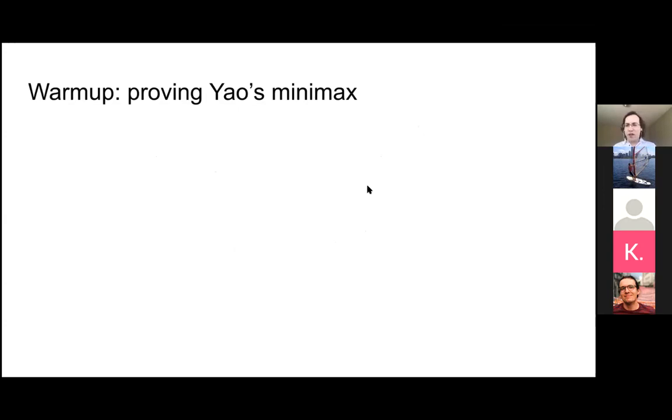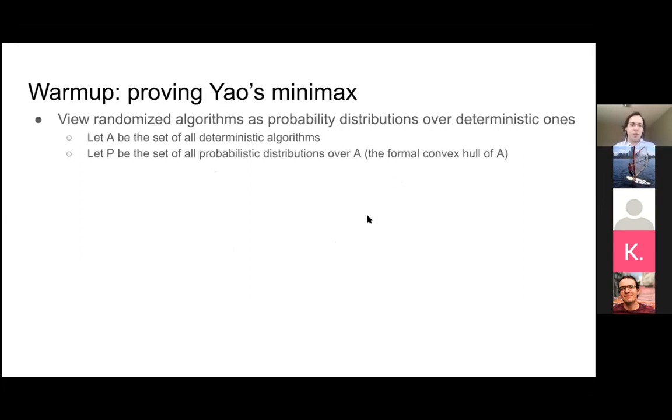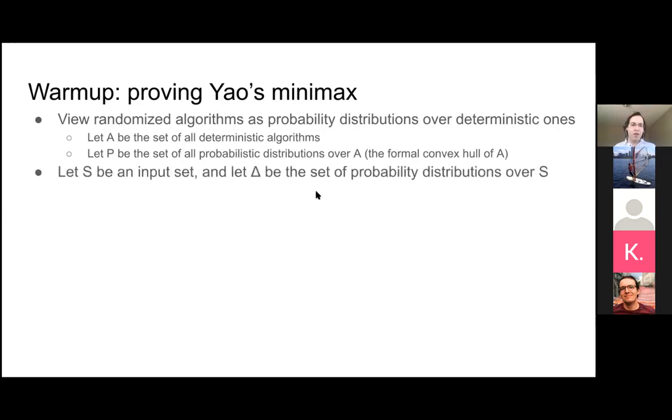So first, how do you prove Yao's minimax? Well, the way you prove it is you view randomized algorithms as probability distributions over deterministic ones. So if you denote by A the set of all deterministic algorithms, then P will be the set of all probability distributions over A, or the convex hull. And similarly, you have a set of inputs, and you use the notation, let's say delta, for the set of probability distributions over the inputs. And then Yao's minimax can basically be written like this.